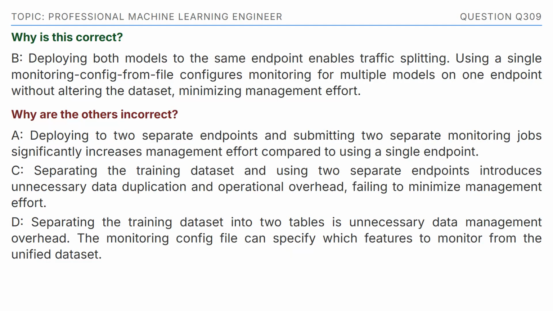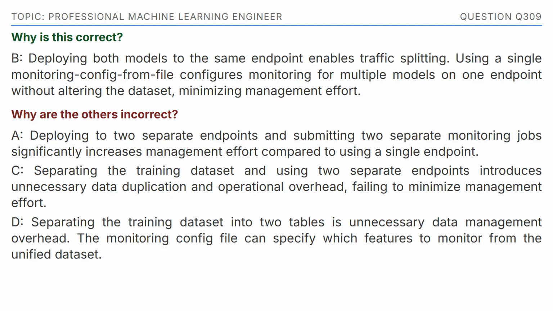Why is this correct? B. Deploying both models to the same endpoint enables traffic splitting. Using a single monitoring config from file configures monitoring for multiple models on one endpoint without altering the dataset, minimizing management effort. Why are the others incorrect?